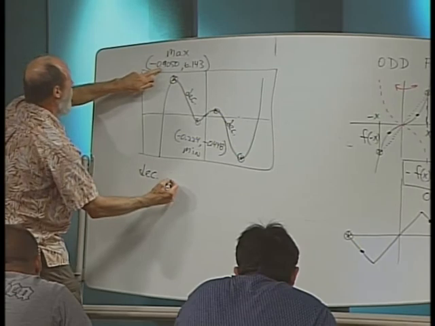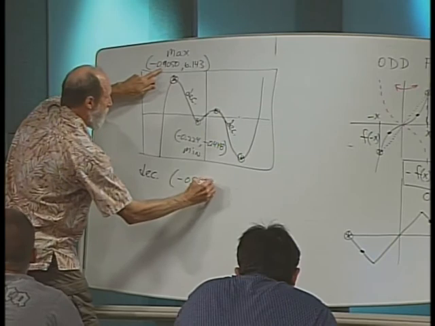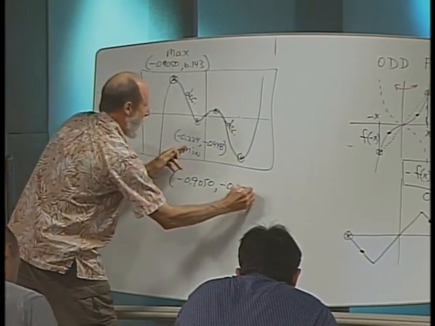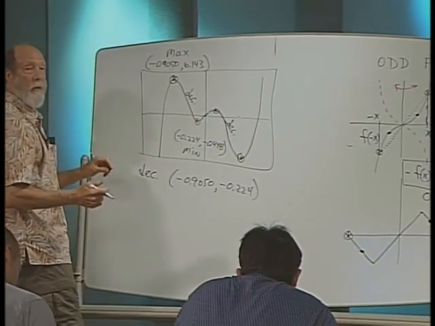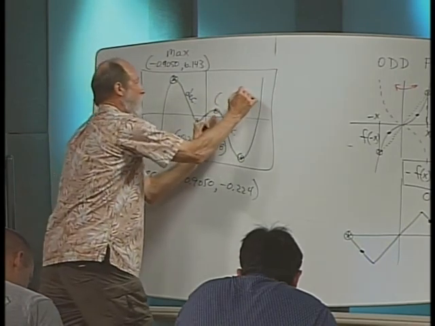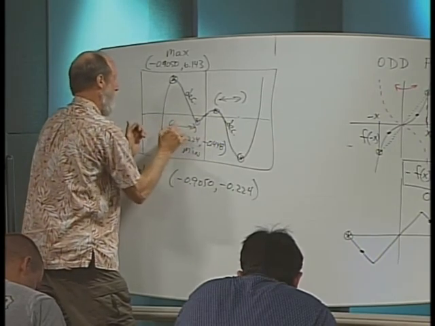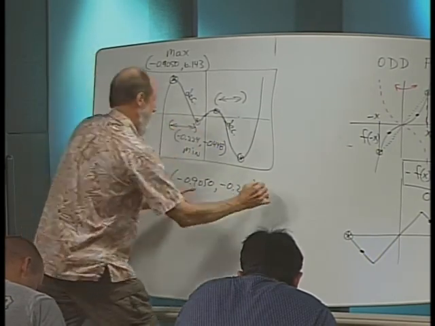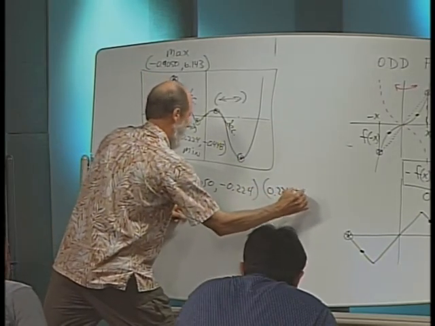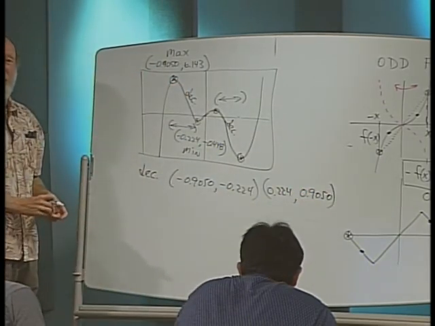So if we're looking for decreasing intervals on this graph, all we'd have to do is say that they are from the open interval, -0.9050, over to -0.224, and then where else? Here to here, right? Between here and here. Isn't that true? Those are regions of decreasing.